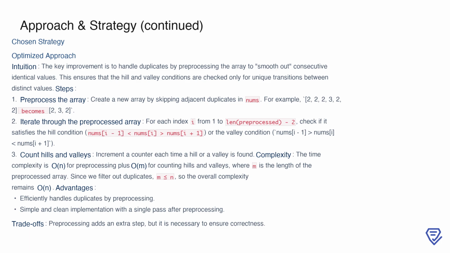Each time we find a hill or a valley, we increment our counter. This approach retains the overall time complexity of O(n), since pre-processing and the subsequent iteration both operate in linear time. While pre-processing adds a small overhead, it ensures correctness and simplifies the implementation, making this strategy both efficient and robust.